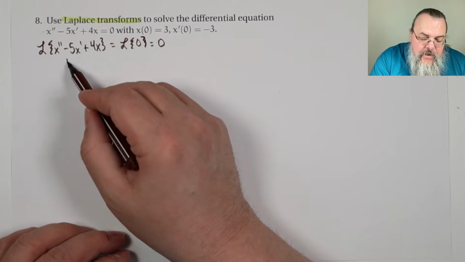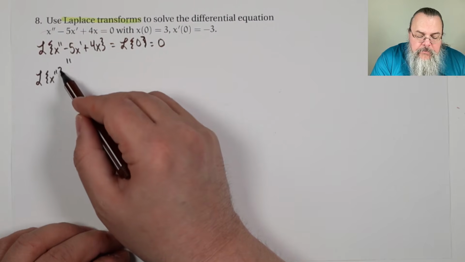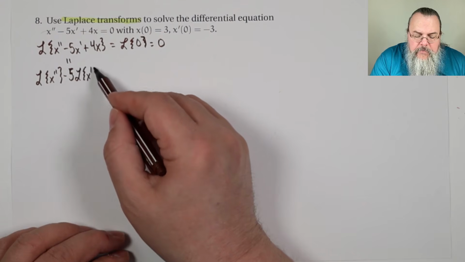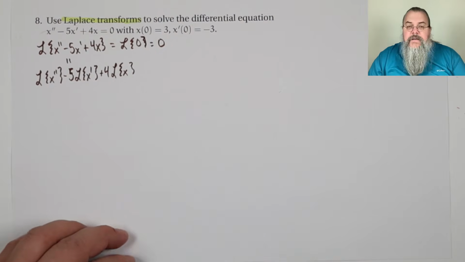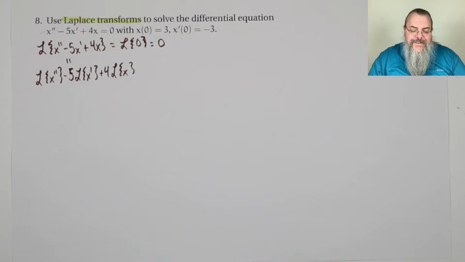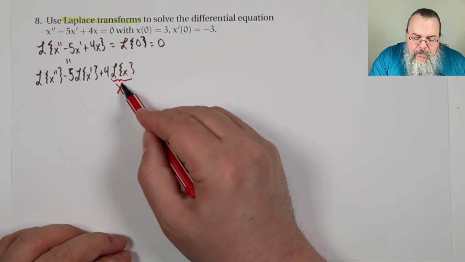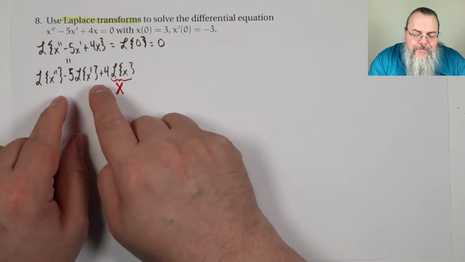Well, what about this other side? We can start by linearity. We get the Laplace transform of x double prime, minus 5 times the Laplace transform of x prime, plus 4 times the Laplace transform of x. But now we're like, yeah, where do we go here? Well, the Laplace transform of x, we'll give that a name. We'll call this capital X. We want to make sure we are consistent in making that look like a capital X so we don't get confused. But what about these other two?